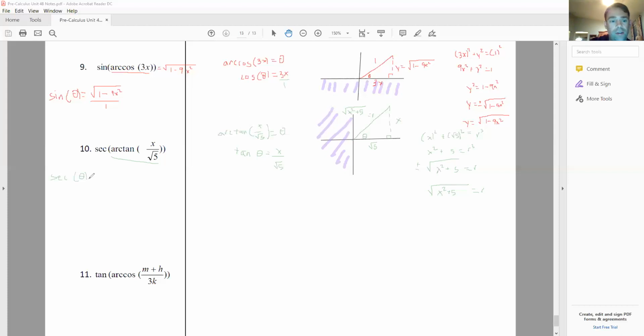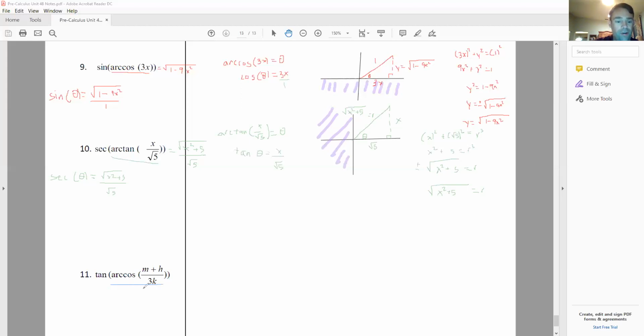So secant theta is hypotenuse over adjacent. So here we go, my hypotenuse, the square root of x squared plus 5, over my adjacent, root 5. So the square root of x squared plus 5 over root 5. All right, if you need another chance at this one, go and pause it. Do me a favor though, when you get to the m plus h, don't try to multiply that all the way out. Leave that one alone.